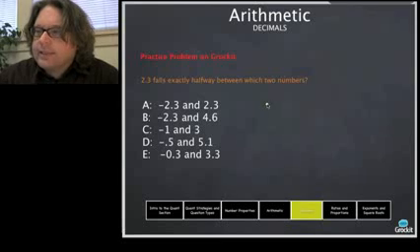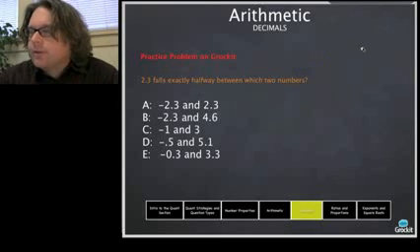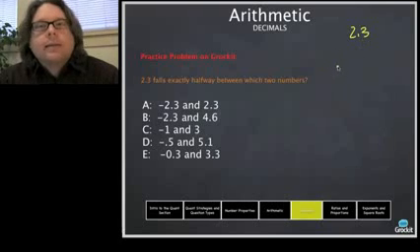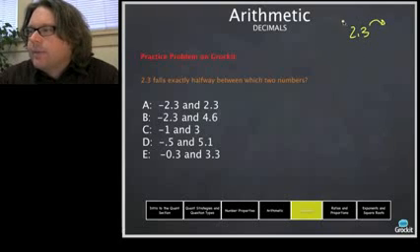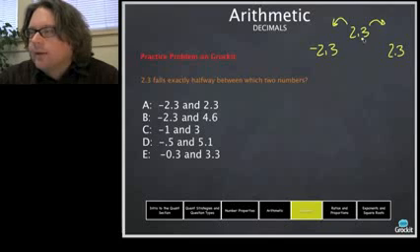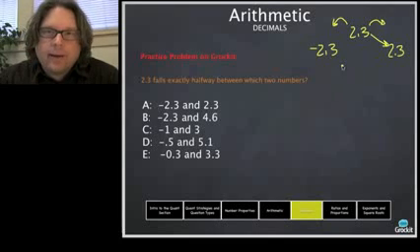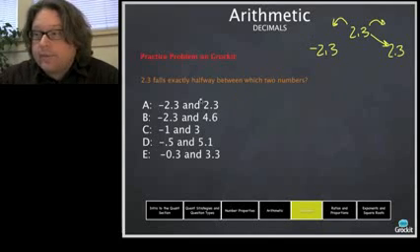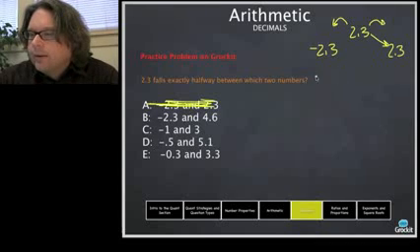Okay, 2.3 falls exactly halfway between which two numbers? So we're going to have 2.3 in the middle, and it's going to have the same amount plus and minus on both sides. So is it the same distance from negative 2.3 and 2.3? Well, this is clearly impossible because it's actually at 2.3, and that's not the same distance from negative 2.3, so it's not A.